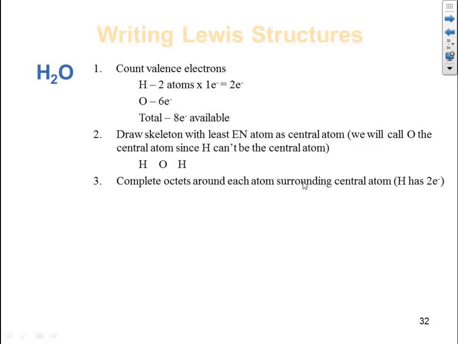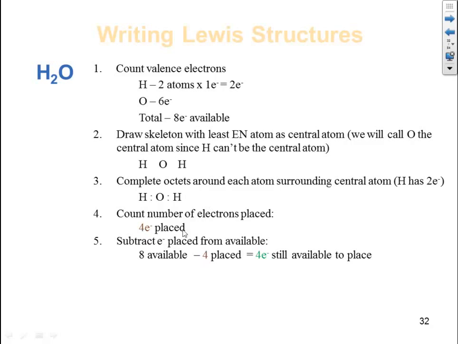Next, we will complete the octets, or duets in this case, since we're talking about hydrogens. Then we count how many we placed, which is 4. And then we subtract that from our available amount, which means I still have 4 electrons available. So then I'll look at the central atom. Did I complete an octet there?